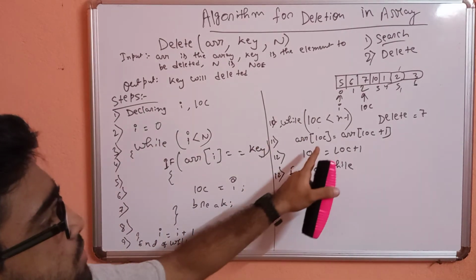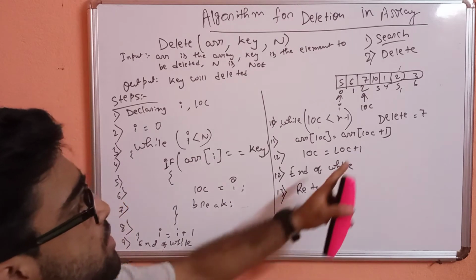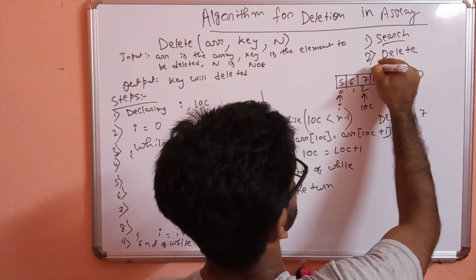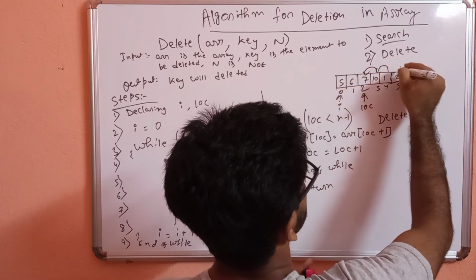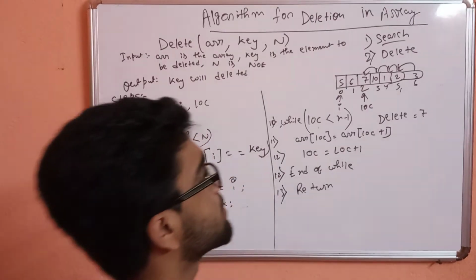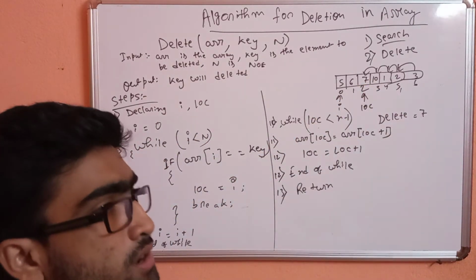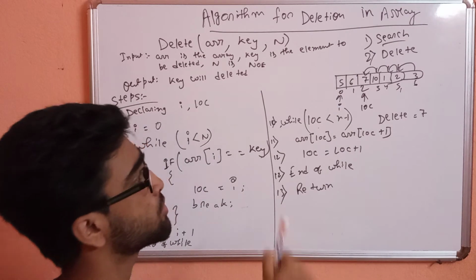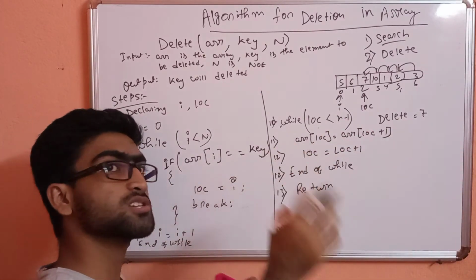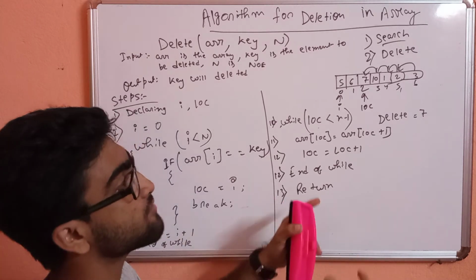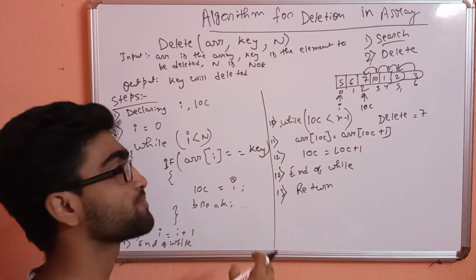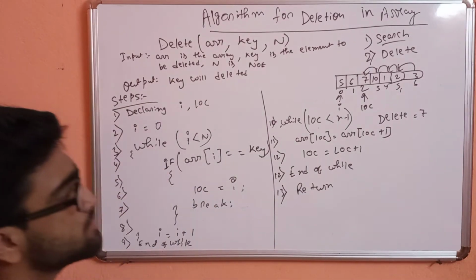So what we are doing here, we are just left shifting the elements. LOC is here, we want to delete 7. We are shifting the elements in this manner. Why we are shifting? To delete it. Remember when I uploaded the insertion video, I right shifted the elements to vacate the LOC position. Now I have to delete the element at LOC, so I am left shifting the elements. That's the difference. So this is the algorithm.